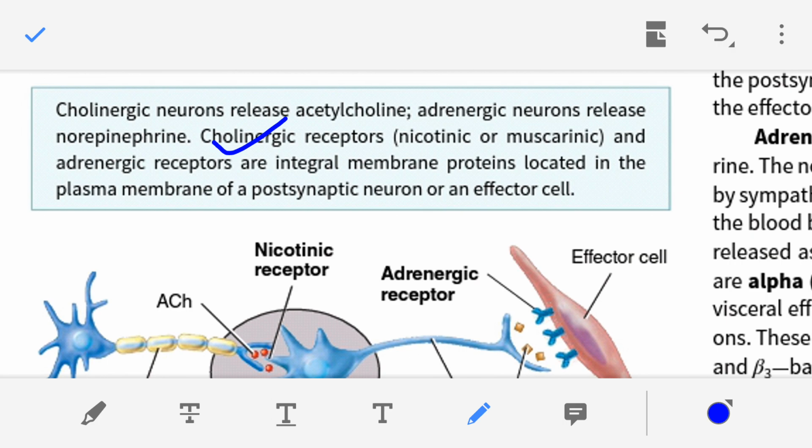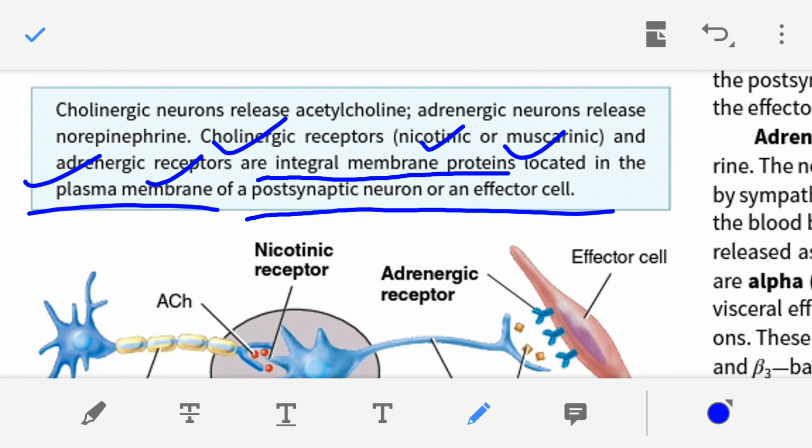Cholinergic receptors are nicotinic and muscarinic receptors, while the adrenergic receptors, where are they present? They are present in the plasma membrane. They are integral membrane proteins, located in the plasma membrane of the postsynaptic neuron or an effector cell.